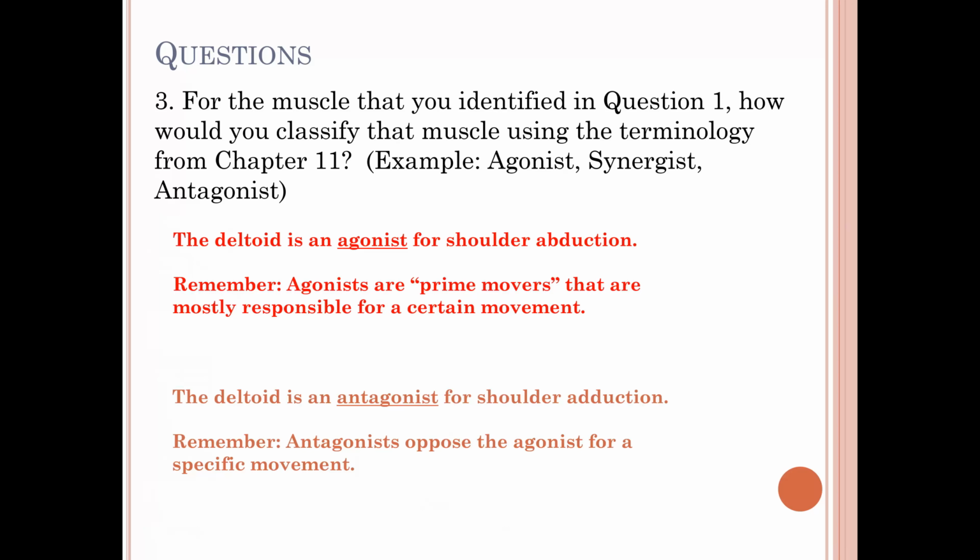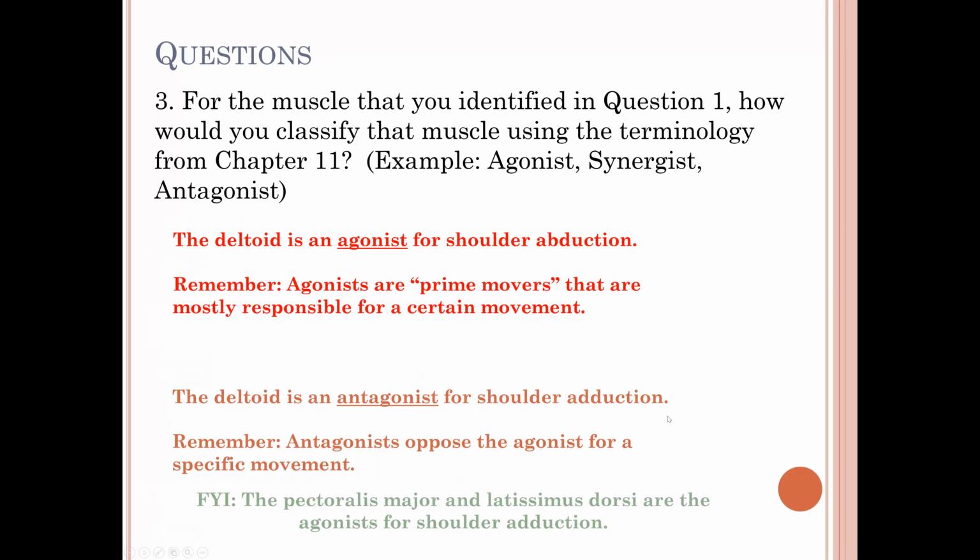This would make the deltoid an antagonist for the opposite action, which would be shoulder adduction. So if a muscle is an agonist for a specific motion, it would be an antagonist for the opposite motion. So remember, antagonists oppose the agonist for a specific movement. So the deltoid would oppose agonists for shoulder adduction. And if you're curious, the pectoralis major and the latissimus dorsi would be the agonist for shoulder adduction that the deltoid is an antagonist for.